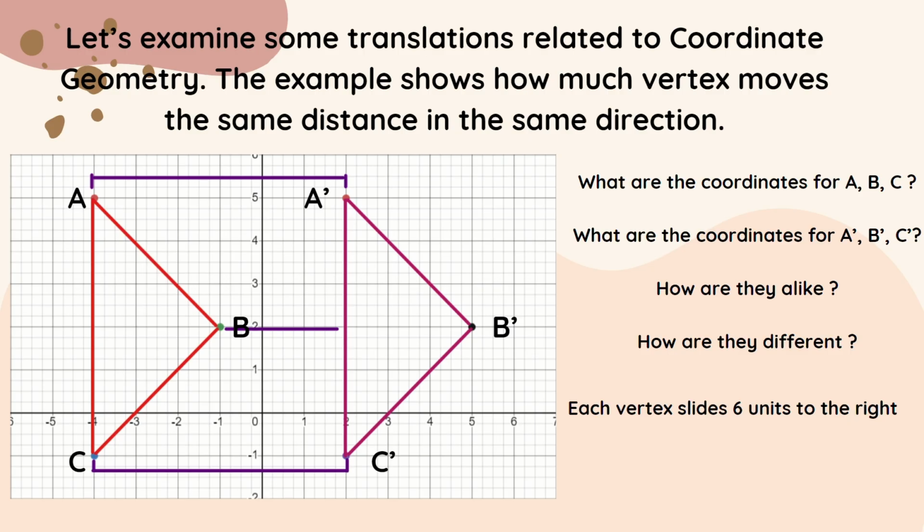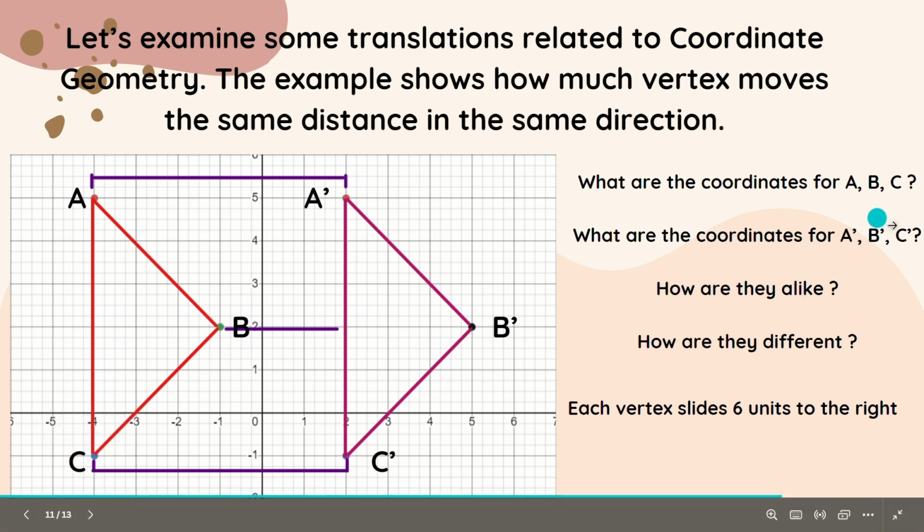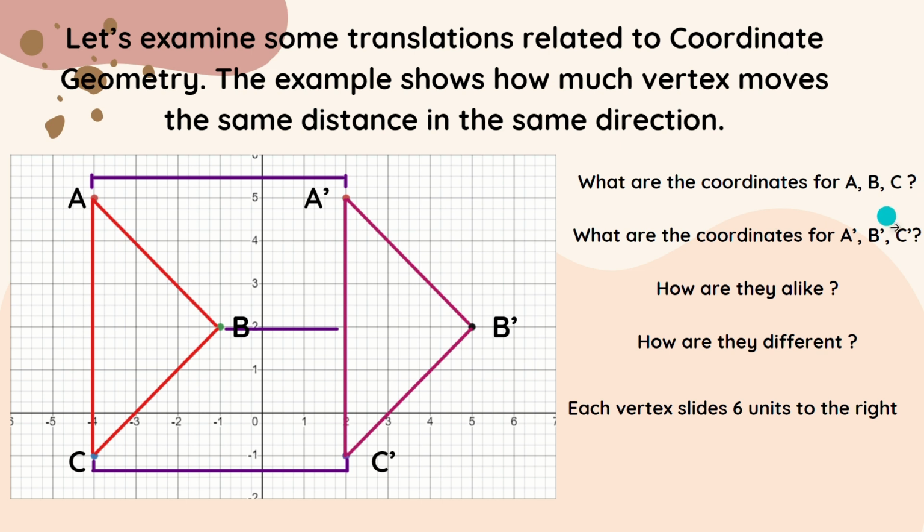So, here is the example. Ayan. So, let's examine some translation related to coordinate geometry. The example shows how much each vertex moves the same distance in the same direction. So here, what are the coordinates for A, B, and C? Then what are the coordinates for the transformed A, B, and C?